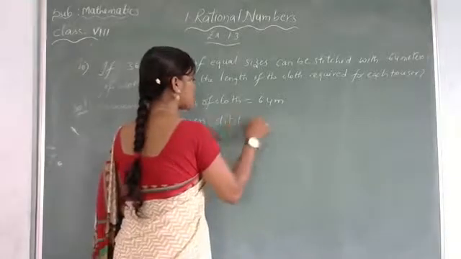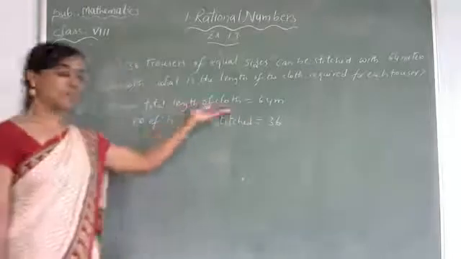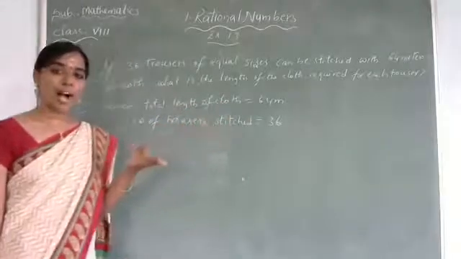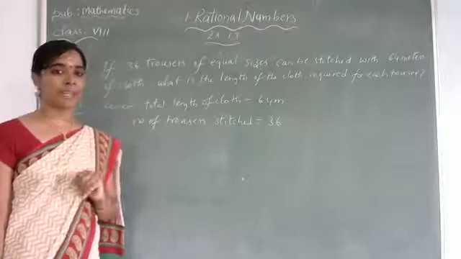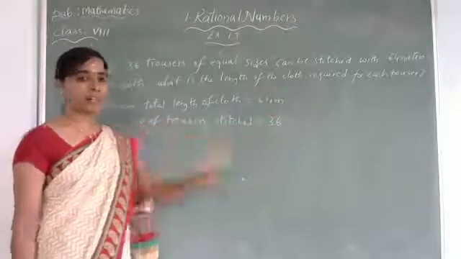How many trousers are stitched, children? 36 trousers are stitched with this 64 meters of cloth. That means, to find how much cloth is required for one trouser, we have to divide the total length of the cloth by the number of trousers.